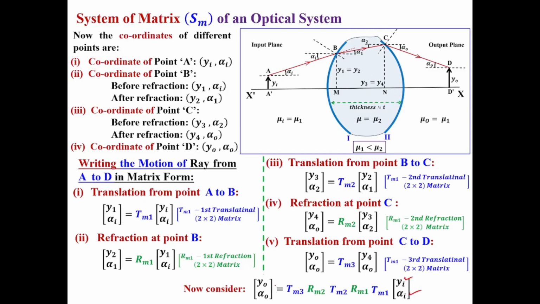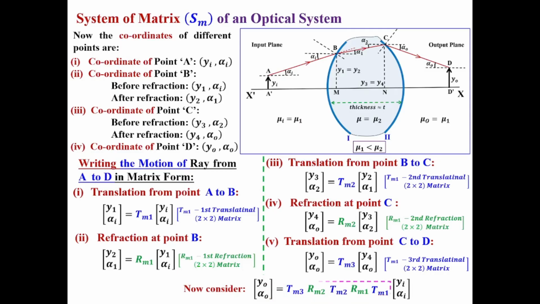So here you can see, if we have the information about the object, that is yi alpha I, and again, this I represents the input information, not image. Don't be confused. So this coordinate yi alpha I, represented in matrix form, if we have the information about the object, we can find the information about the image, that is yo alpha O, where o stands for output coordinate, which can be evaluated by using these matrices.